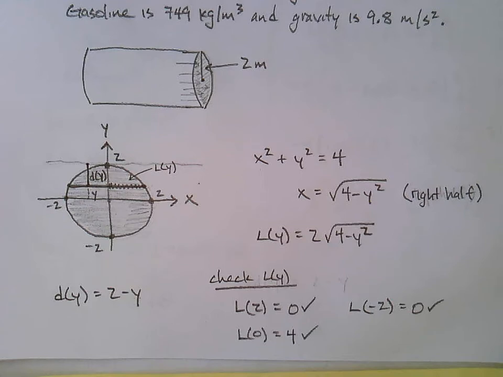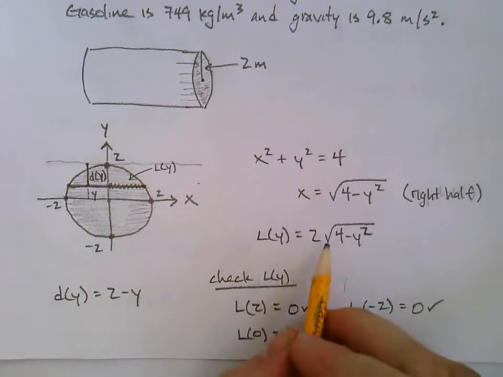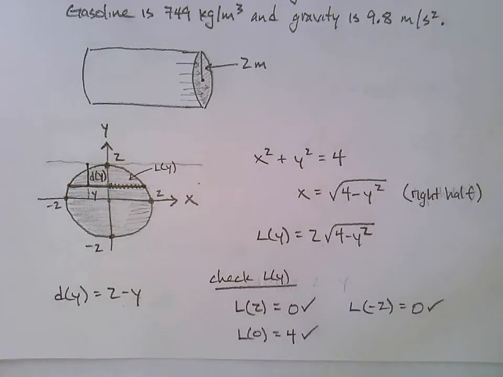Those checks really confirm that we did this correctly. Or you might even catch that you should have multiplied by 2 and never did, like if you made a mistake of doubling somewhere. Okay, great. So we've got L of y, we've got d of y.